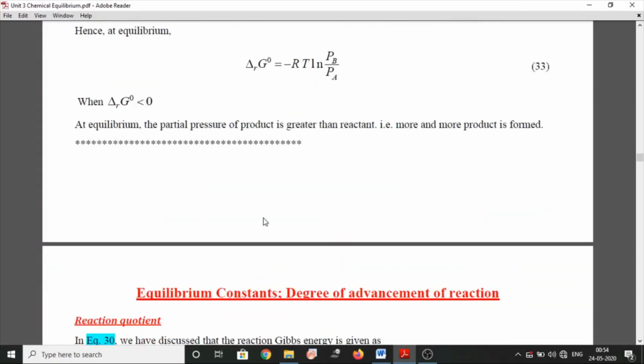So we will stop here. In the next class we will discuss the equilibrium constant and the degree of advancement of the reaction.